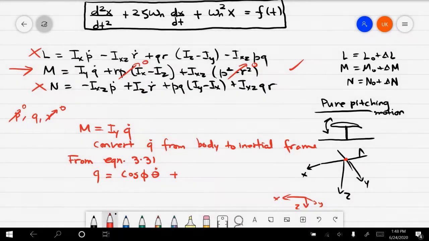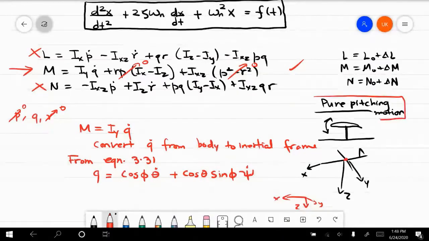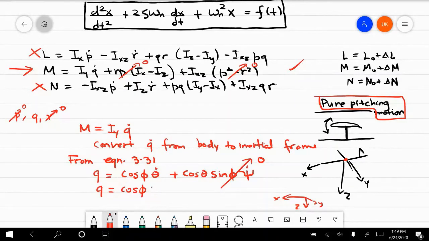plus cosine of theta sine of phi times psi dot. Now again, in this pure pitching motion, in this special case that we are analyzing, there is no psi. Psi is the yaw angle, so it is equal to 0. The aircraft is not yawing, so this term goes to 0, and we are left with Q equals cosine phi times theta dot.